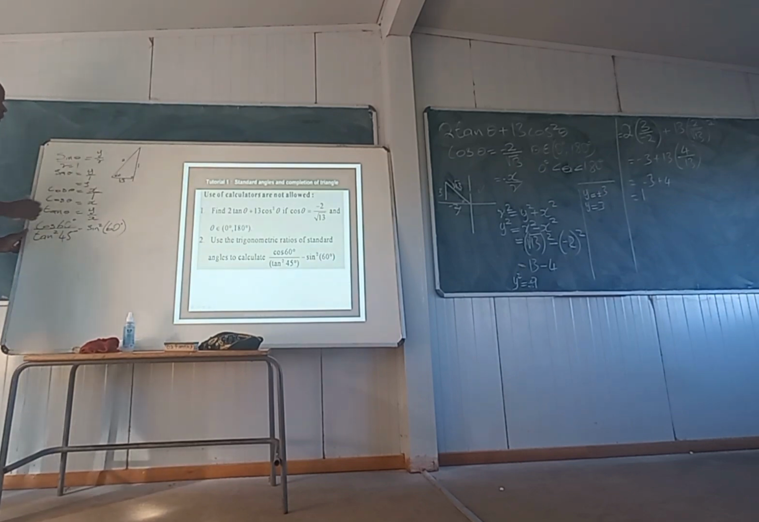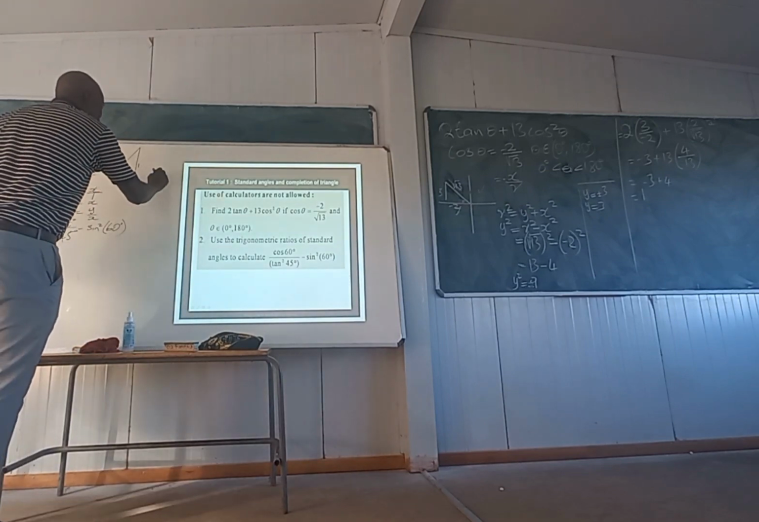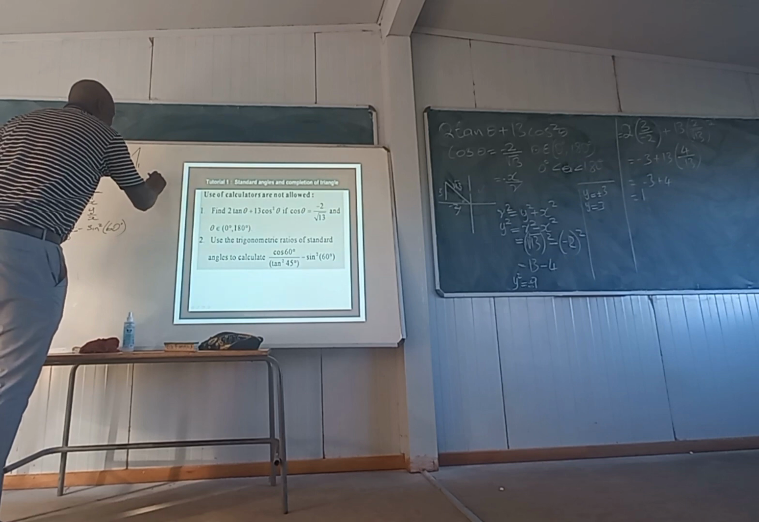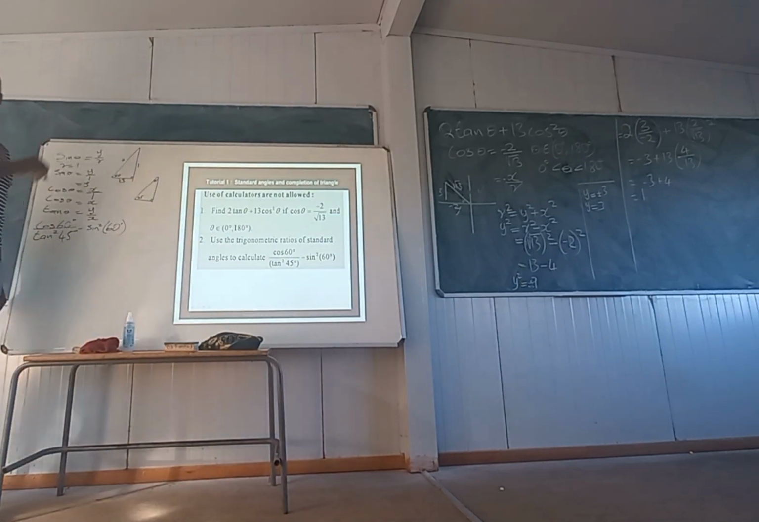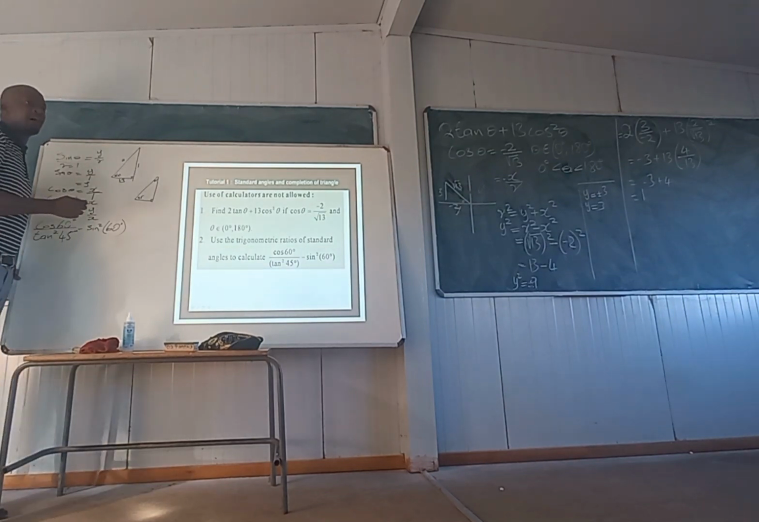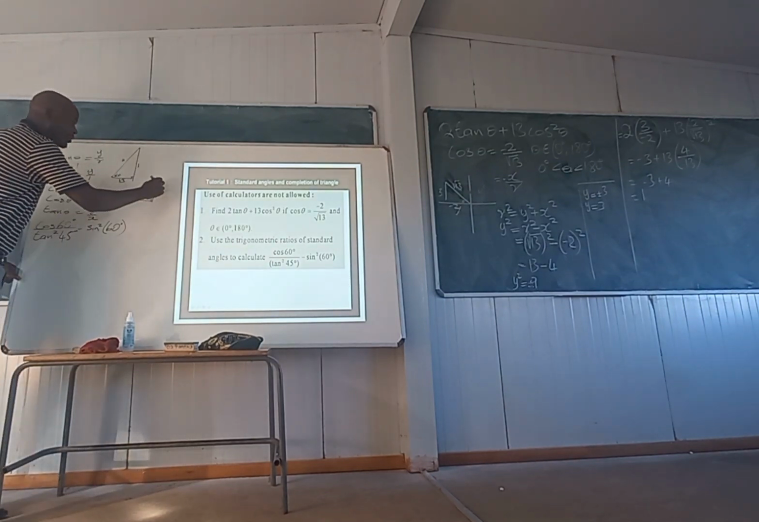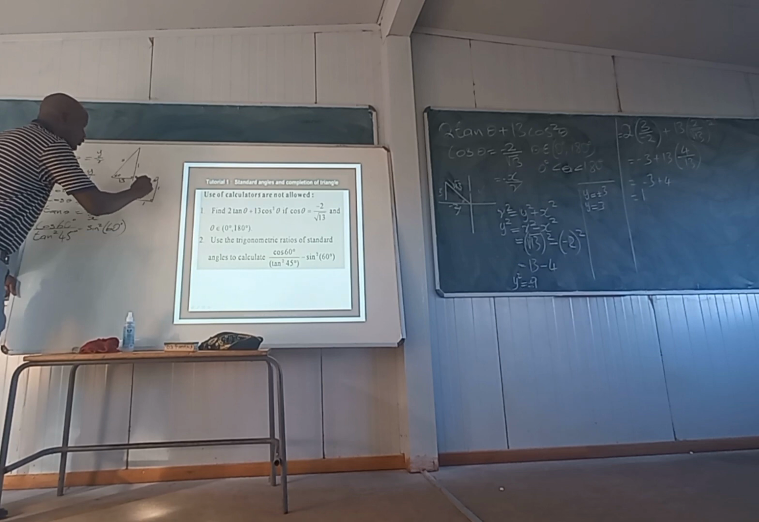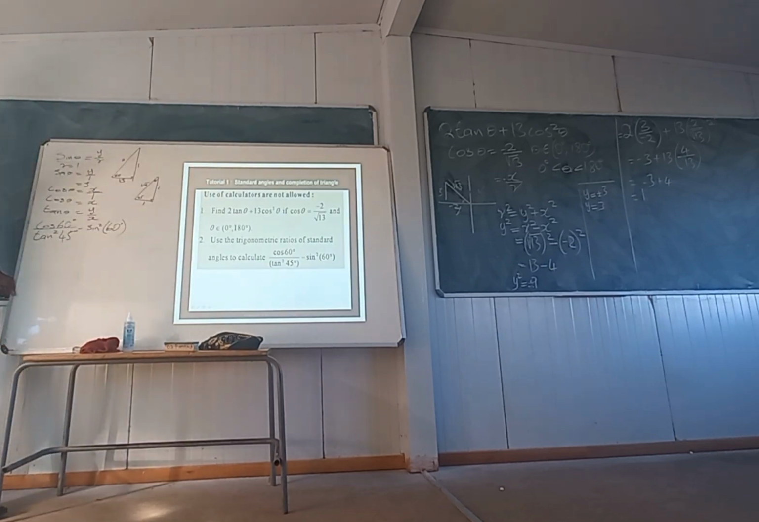Then with 45, I use tan to complete the diagram. Tan is opposite over adjacent, so it's 1 over 1, because tan 45 equals 1. Then the hypotenuse is the square root of 2, because 1 squared plus 1 squared is 2. Try your special angles.